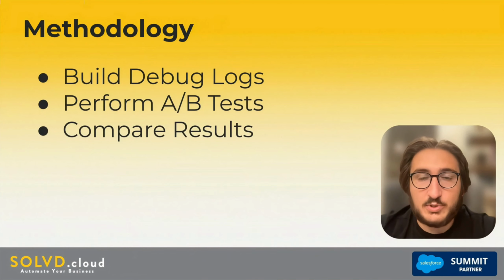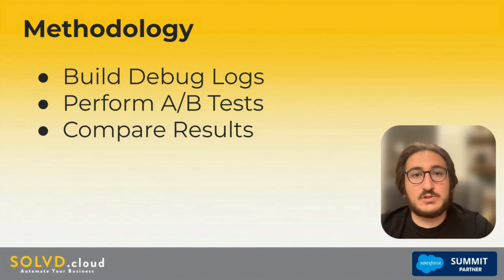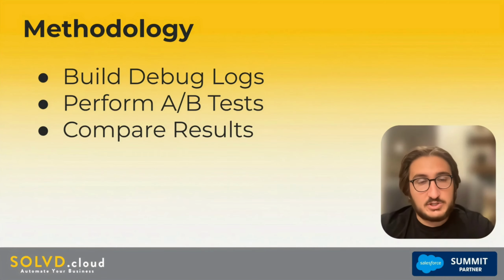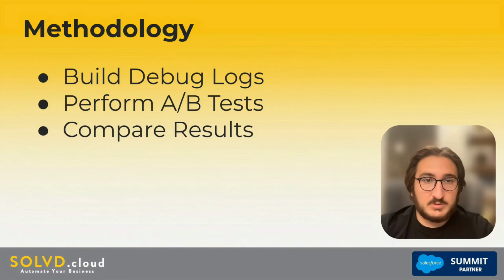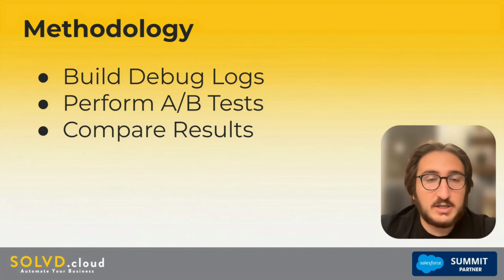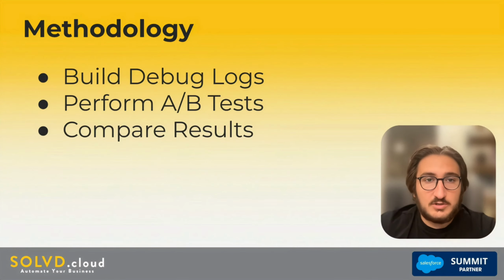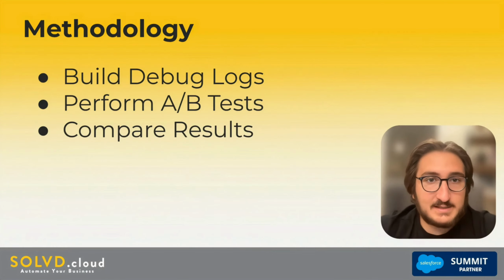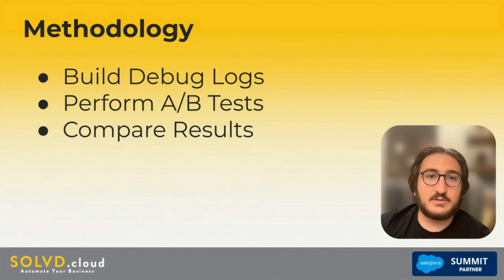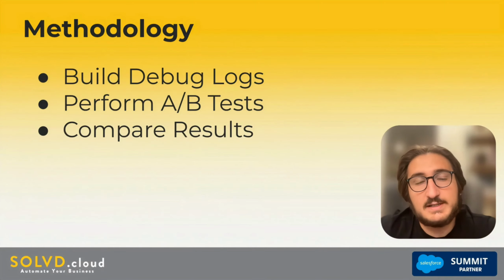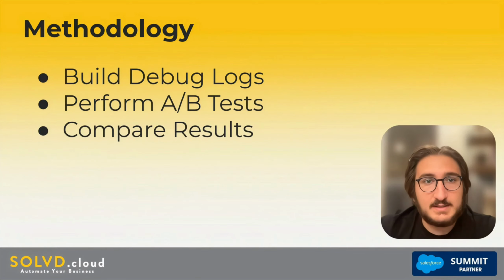So essentially, we have a pretty simple methodology. The first thing you're going to do is build your debug logs and set those up in your org so that we can gather some information while we're in our CPQ instance. The second thing you're going to do is perform A/B tests, turning on and off different parts of your CPQ configuration so that you can identify what's causing the most performance impact. And then the third thing is going to be comparing those results.